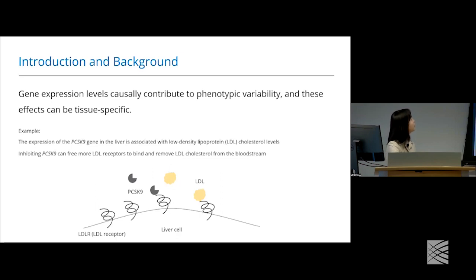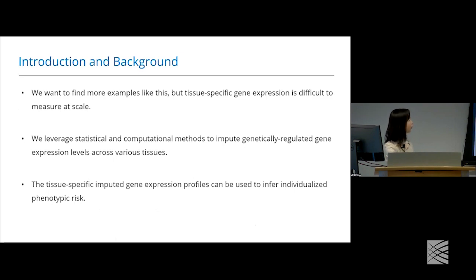So this is an example of how gene expression causally contributed to a phenotype and why this effect sometimes can be tissue specific, because for other tissues, for example, skin or muscle, this relationship may not hold. And so what we want to do is that we want to find more examples like this, so that may provide opportunities for novel therapeutics development for other diseases or phenotypes.